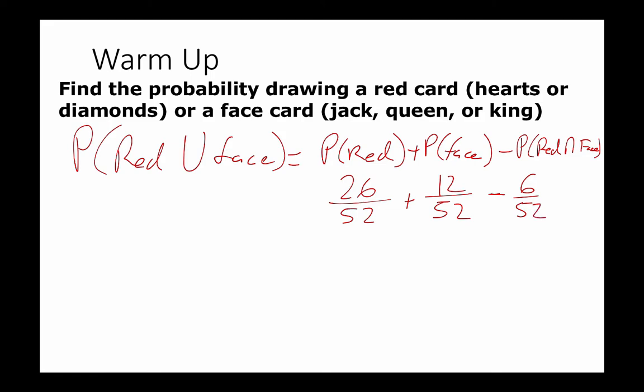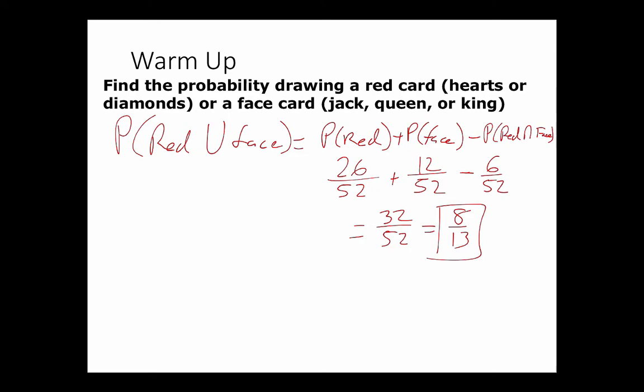So when we add these together, we get 26 plus 12 minus 6, that gives us a grand total of 32 out of 52. That is reducible. We can divide both of those by 4. That gives us 8 out of 13. So we have an 8 out of 13 chance of randomly drawing a red card or a face card.